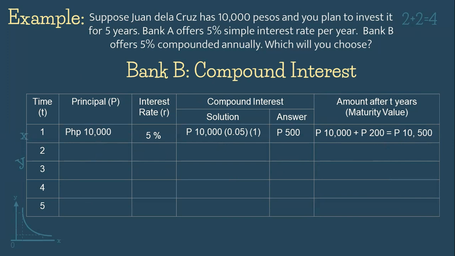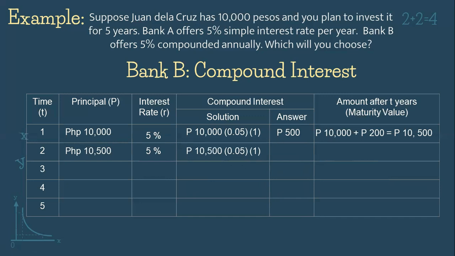Kasi unlike kay simple interest na si principal lang po ang nag-work in order for it to earn money, dito po, maski po si interest natin na 500, kumita na rin ng pera. So ibig sabihin, dalawa na silang nag-work. Si 10,000 and si 500 nag-work para kumita ng pera. So that will give us still 5%.